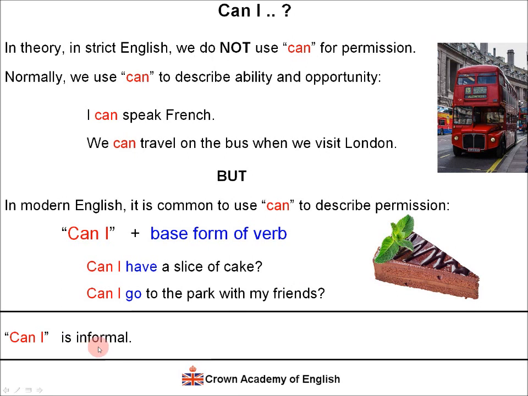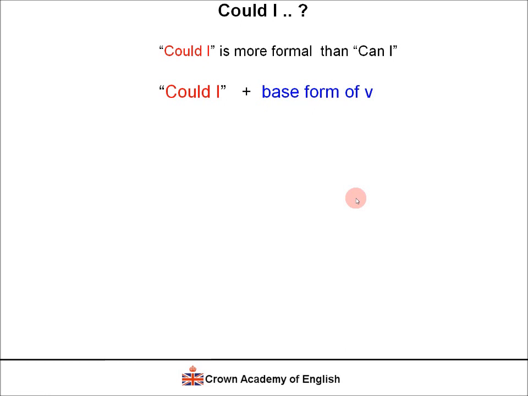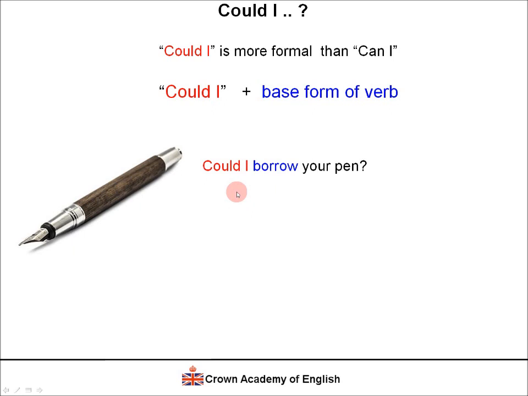So can I is quite informal, and we can use could I to be more formal. So could I is more formal than can I, but the meaning is the same. And the structure is the same. The form is could I followed by the base form of the verb. Example, could I borrow your pen? So we have could I followed by the base form of the verb.